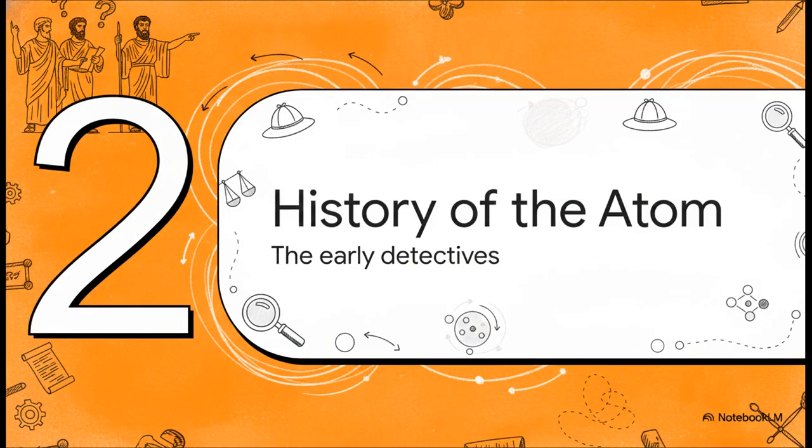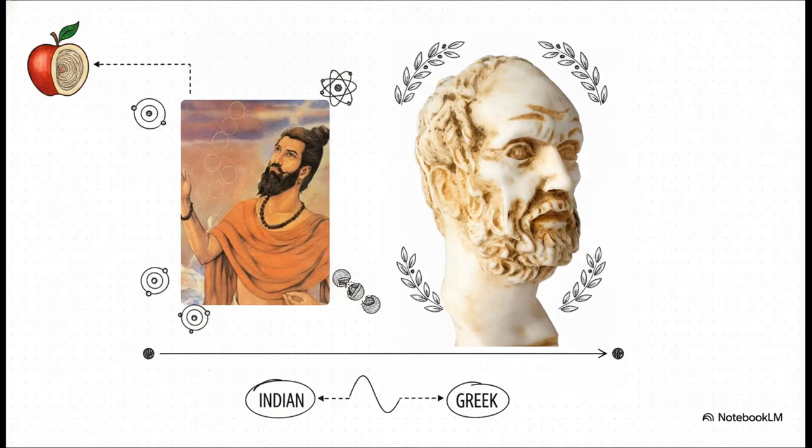Section 2. History of the atom. The early detectives. You know, long before we had incredibly powerful microscopes or high-tech laboratories, ancient philosophers were already puzzling over that exact same apple experiment. Way back around 500 BC, an Indian philosopher named Maharishi Kanad came up with a genuinely groundbreaking theory. He argued that if we go on dividing matter, which he called padarth, we would inevitably reach the smallest possible particle, beyond which further division simply can't happen. He named this indivisible particle Parmanu.